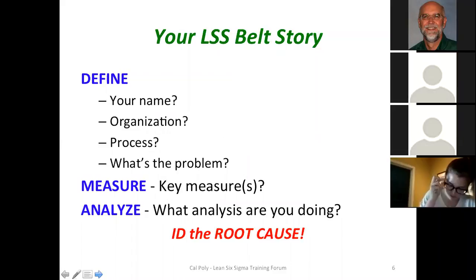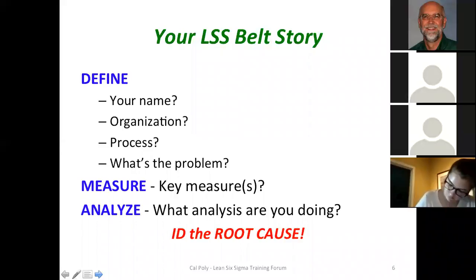So we've now added another element of our Lean Six Sigma belt story, if you will. We've gone through define, measure, analyze. Now in the analyze, the part of your story is what analysis you are doing, or how you are going to get to the root cause of your problem.